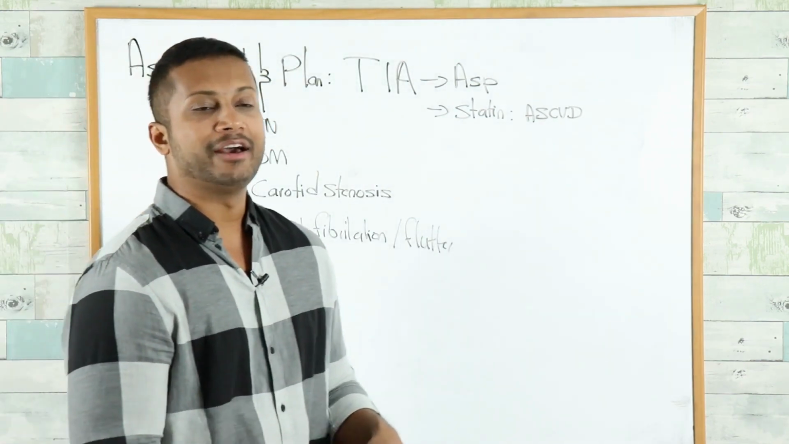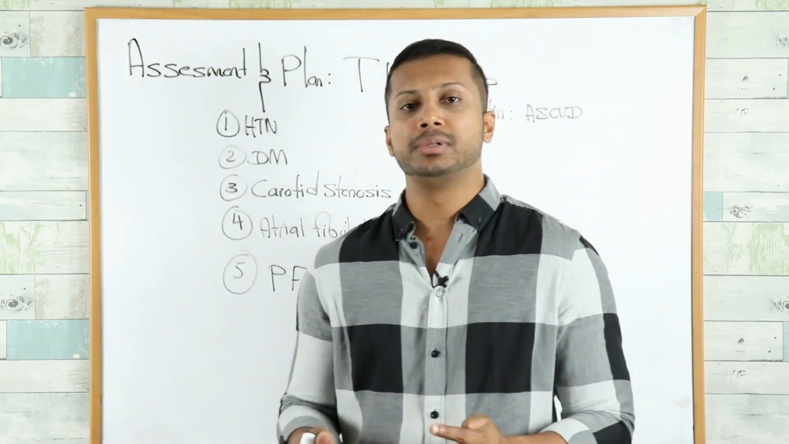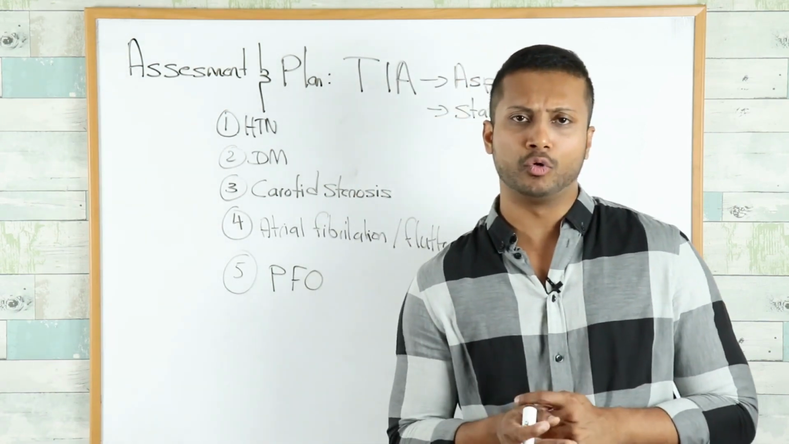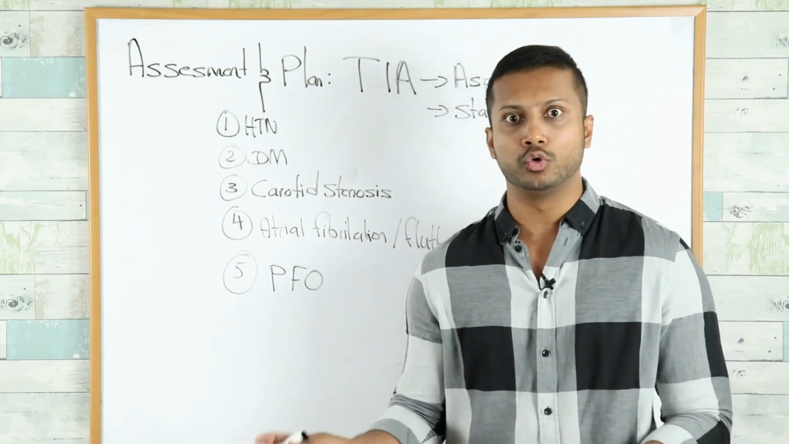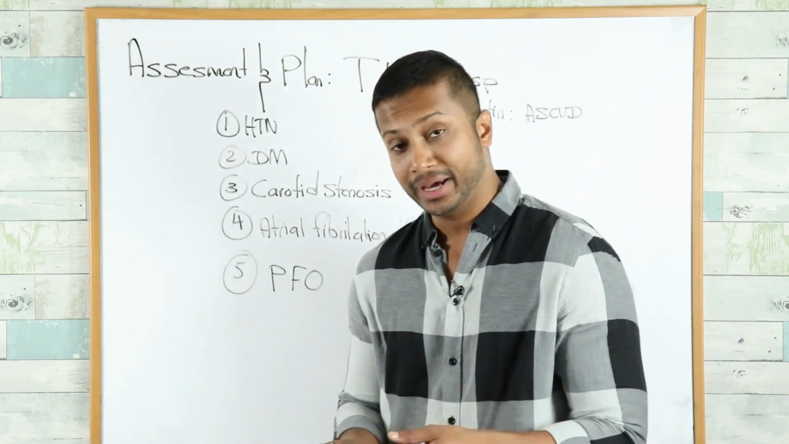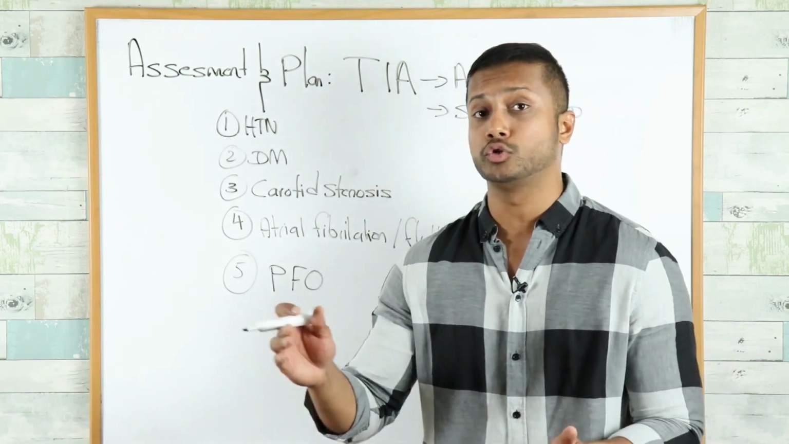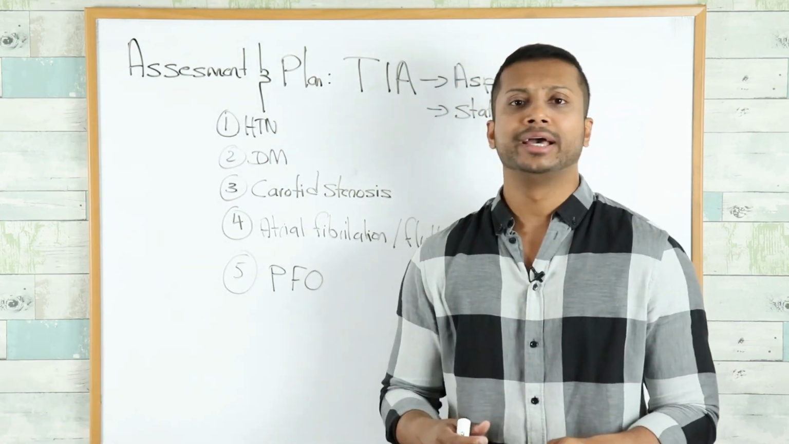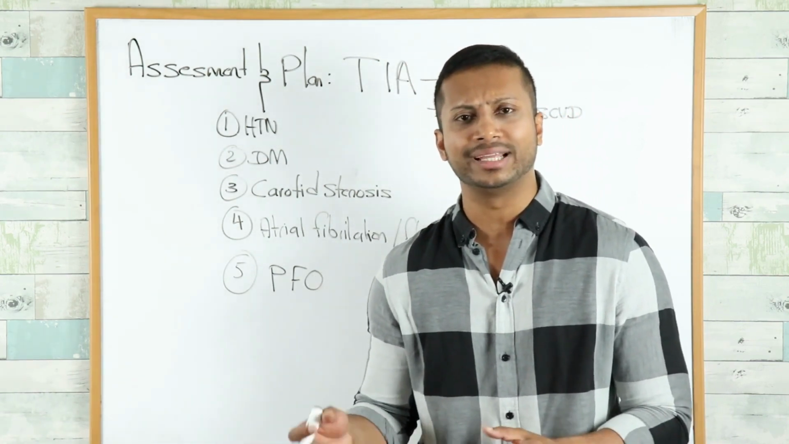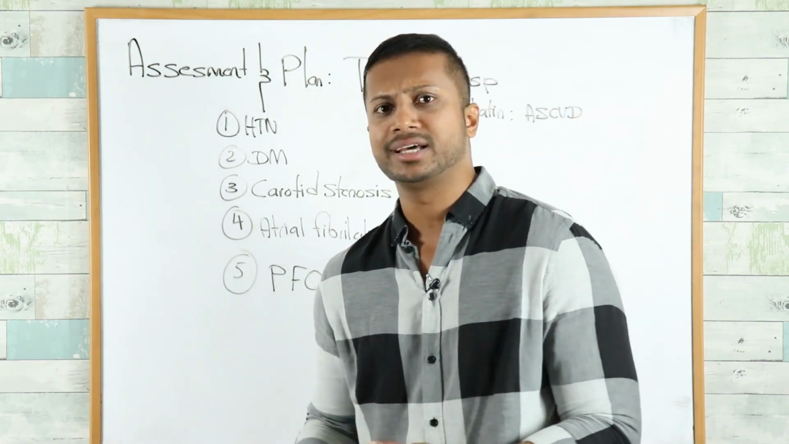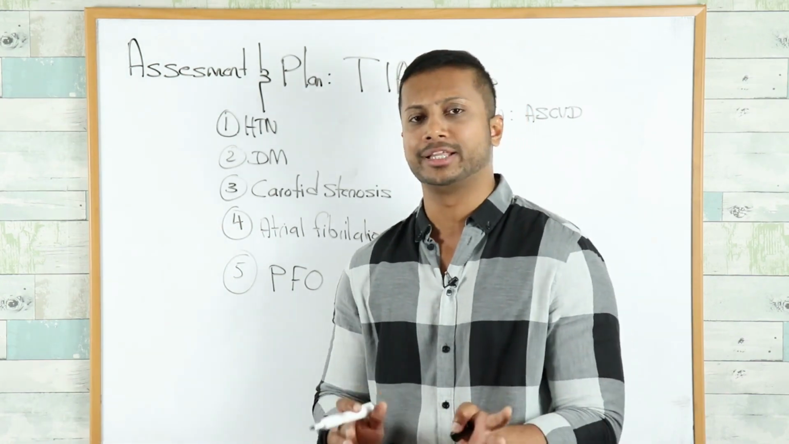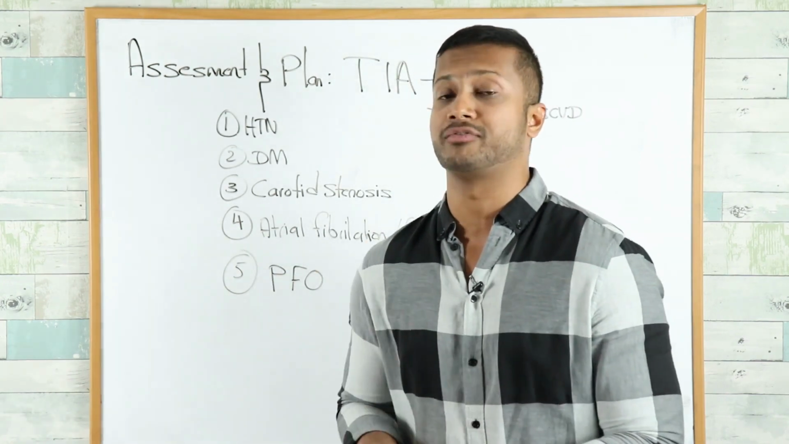Finally, you have the PFO. If the echo with bubble study shows the patient has a patent foramen ovale, the question is, are you going to close it or not? In the context of TIA, you really don't close the PFO. However, if a patient has had recurrent cryptogenic strokes, which means the patient is having multiple strokes, the age is less than 60 and there are no risk factors at all, nowadays there are certain studies showing that there's proven benefit in closure of the PFO.